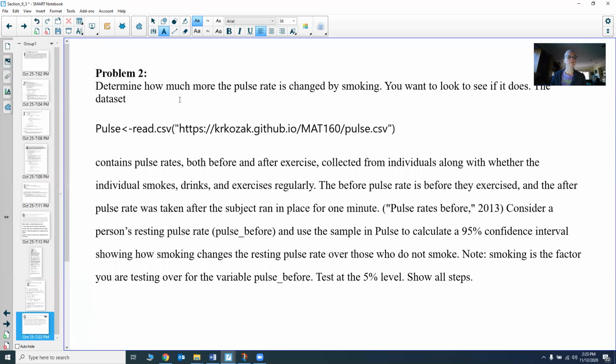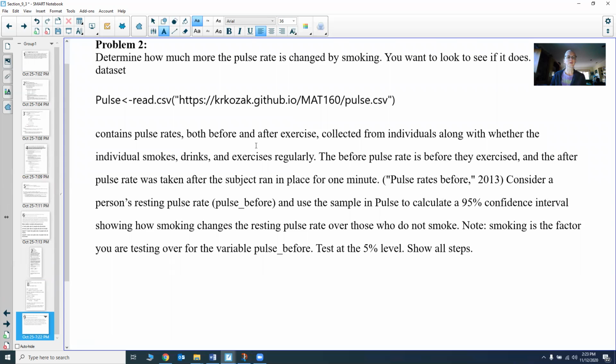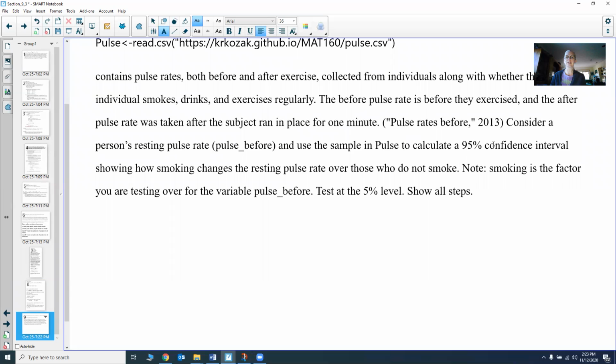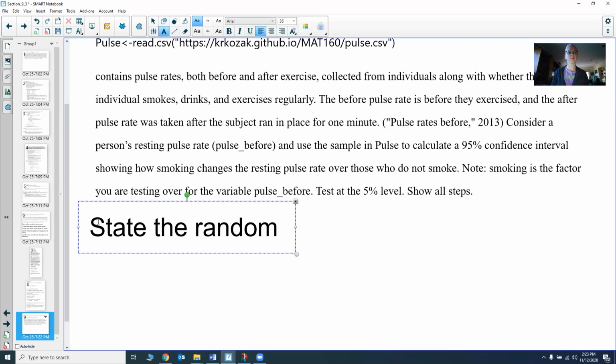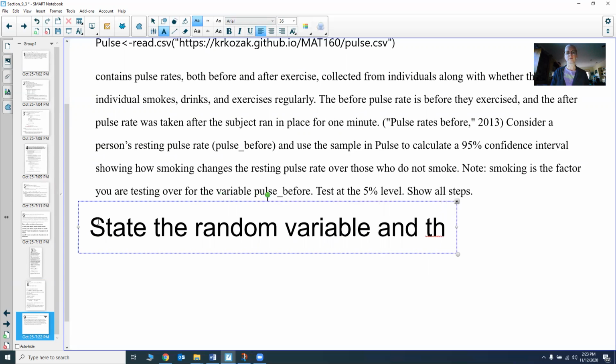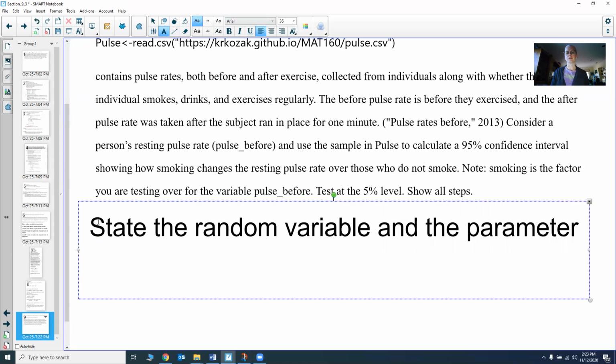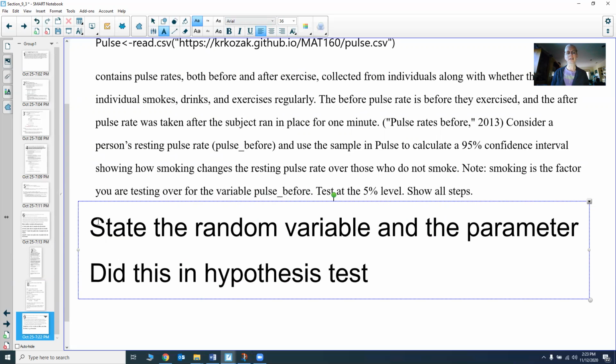Confidence interval exact same way. Again, we're going to do the exact same thing with whether smoking, and we're going to look to see if there is a calculated 95% confidence interval showing how smoking changes the pulse rate over those who don't smoke. So your first step would be to state the variable, the random variable, and the parameter. But we did this, so I'm not going to do it again. Now, if you hadn't done it, you would do it again. So if you hadn't actually just done a hypothesis test on that, you would go and state it right now. But since we already did the test, we don't have to.